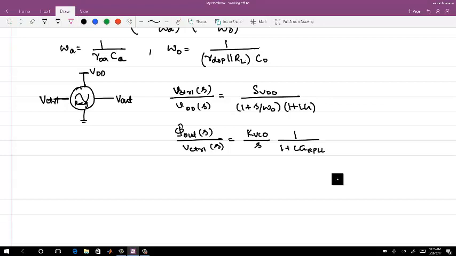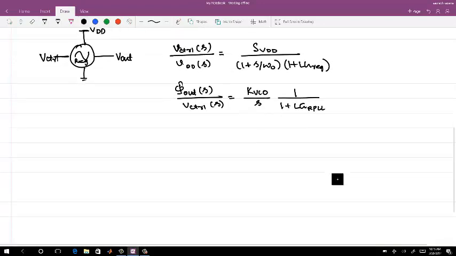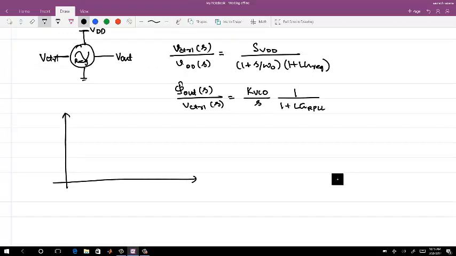So now, if you look at both the transfer functions, the one which we drew before from VDD to V control is something like this.